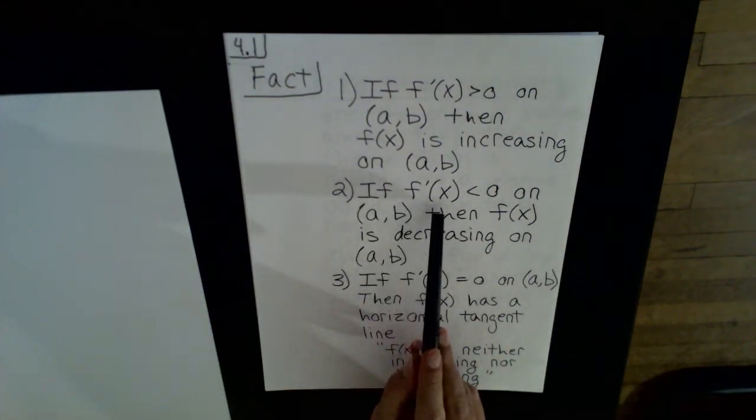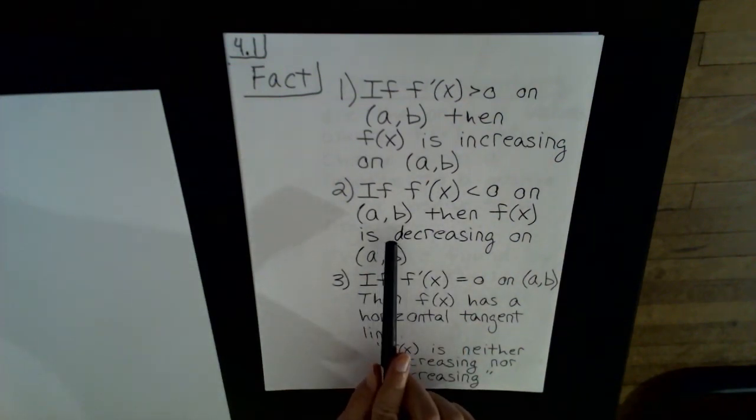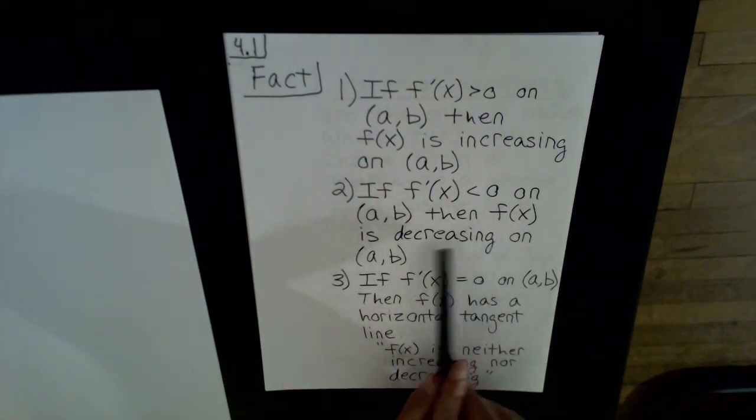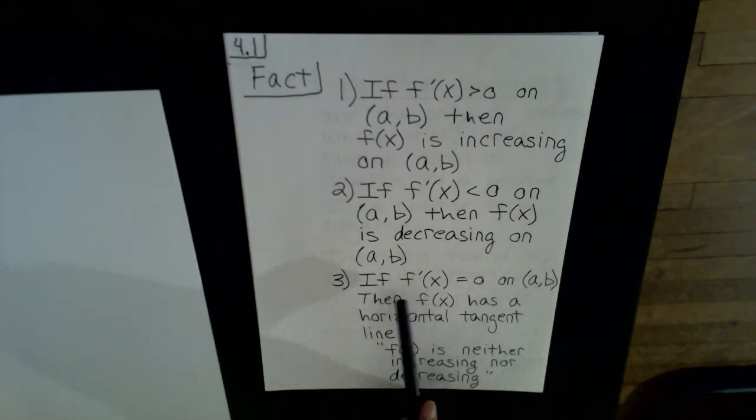If f prime of x is less than 0 on some interval a to b, then the original function f of x is decreasing on that same interval. And if f prime of x is equal to 0 on that interval, then the original function has what we call a horizontal tangent line. It means that it's neither increasing nor decreasing. It just looks like a flat horizontal line.